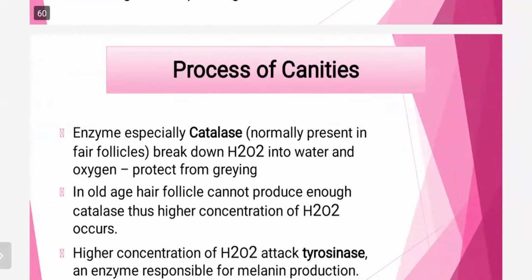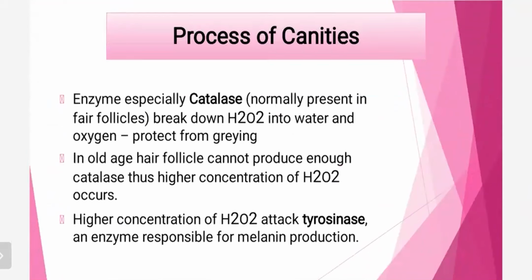In the process of canitis, an enzyme, especially catalase, normally present in the hair follicle, breaks down the hydrogen peroxide into water and oxygen, protecting from graying. Actually this process of canitis is nothing but bleaching. The bleaching due to hydrogen peroxide is the main pathology of graying of hairs. Normally the enzyme catalase is present in the hair follicles. Hydrogen peroxide mainly accumulates due to the application of hair color, shampoo or some chemicals in the hairs.